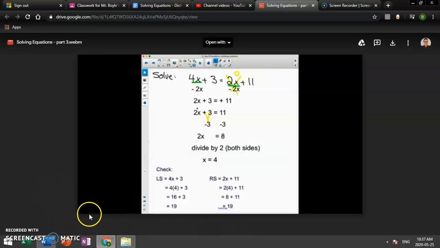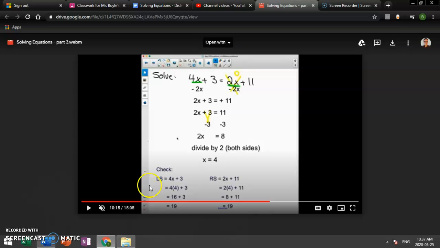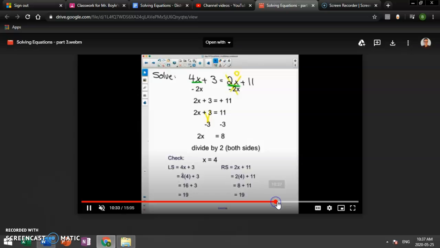So when you're checking to see if your answer is right, do a left side, right side check. If your left side and your right side are equal to the same thing, you got the right answer for x. If they're not the same, you messed up somewhere, you didn't get the right answer, and you got to try it again and see where you messed up. One more example, let's do it together, and then I'll give you some practice questions to try on your own.